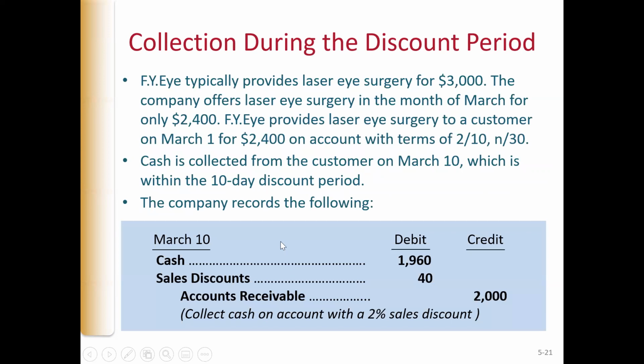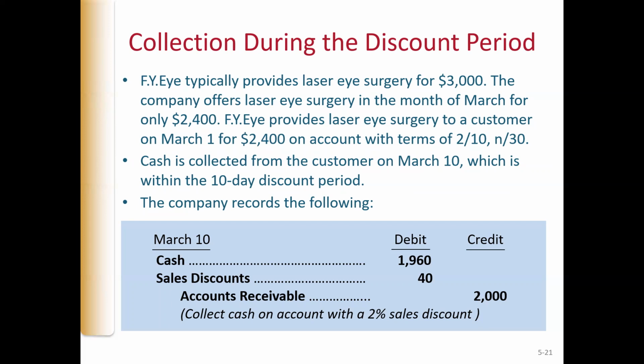So here's an example. FYI typically provides laser eye surgery for $3,000. The company offers laser eye surgery in the month of March for $2,400. FYI provides laser eye surgery to the customer on March 1st for $2,400 on account with the terms 2/10, net 30. Cash is collected from the customer on March 10th.